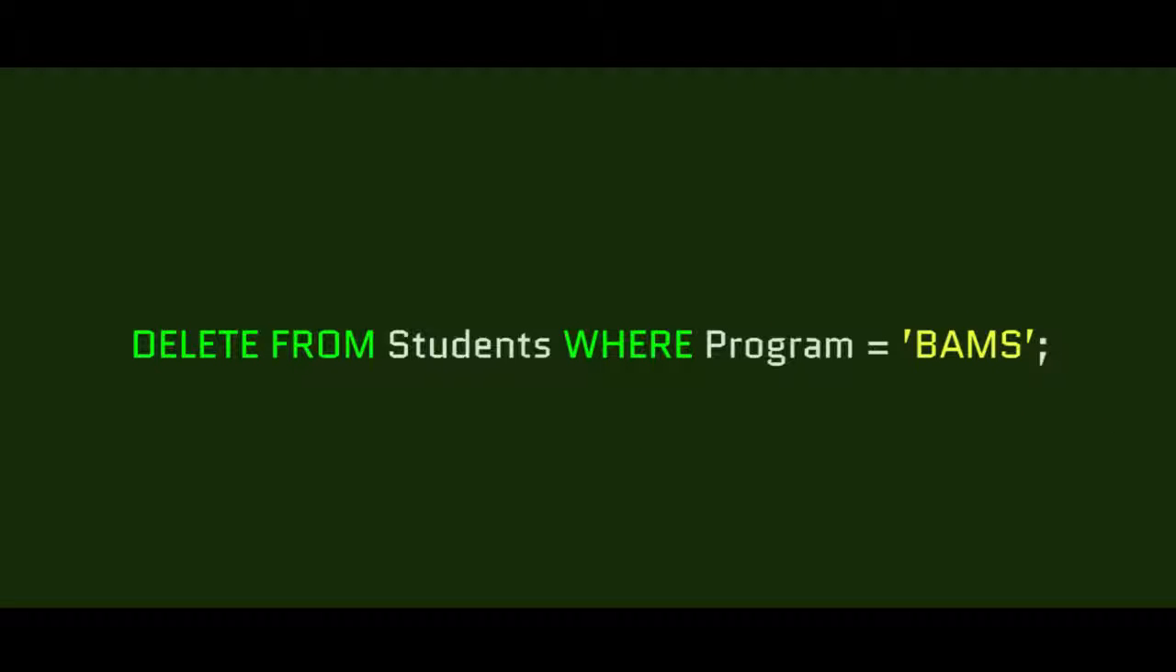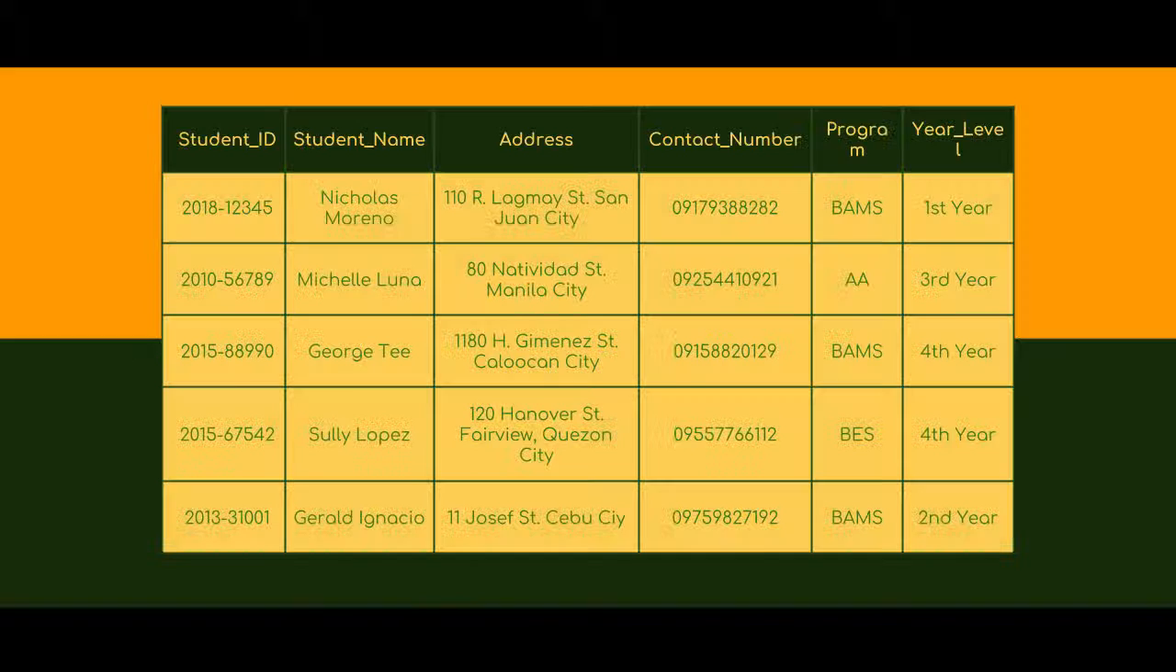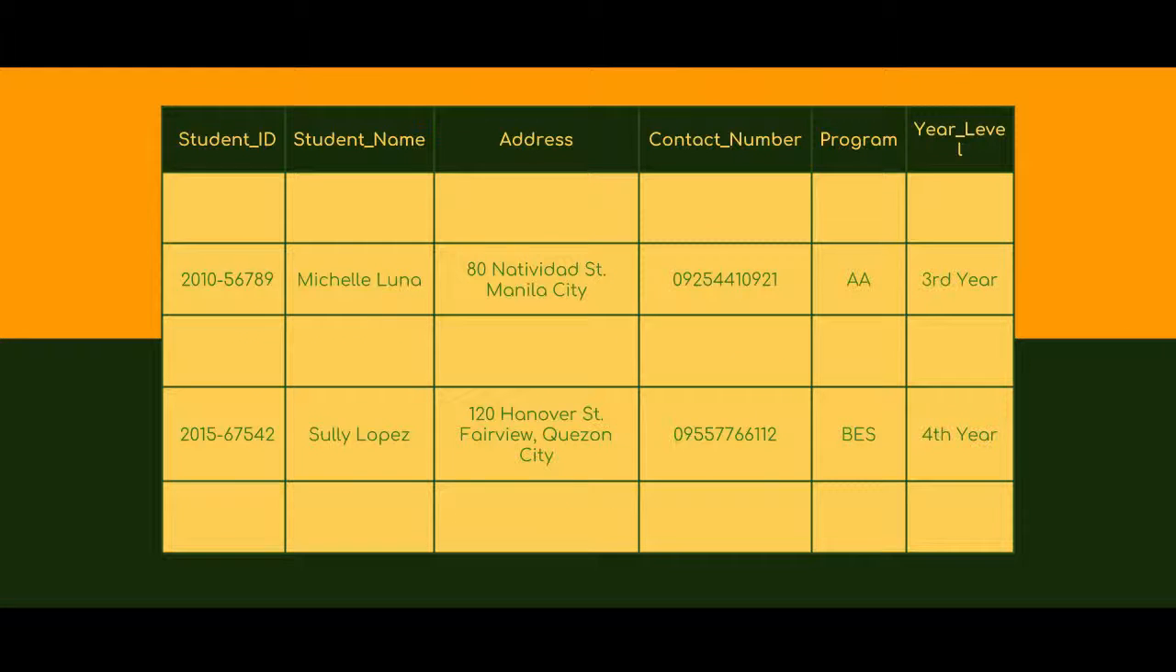How to delete all records. Use this code to delete all rows in a table without deleting the table. In this example, we delete all records in the students table where the value of program is BAMS. To delete the whole students table or record, use this code.